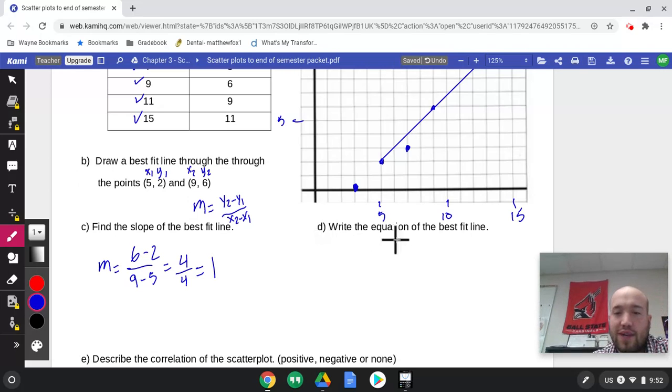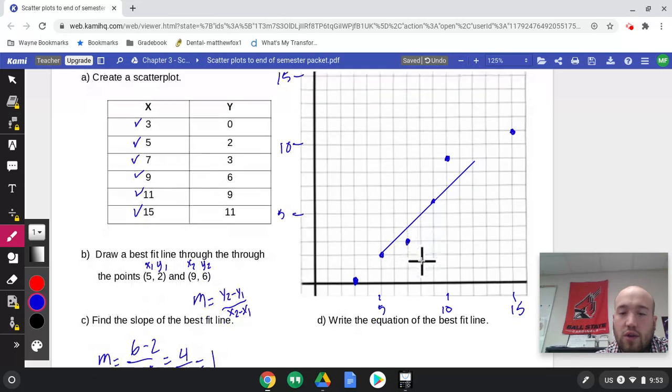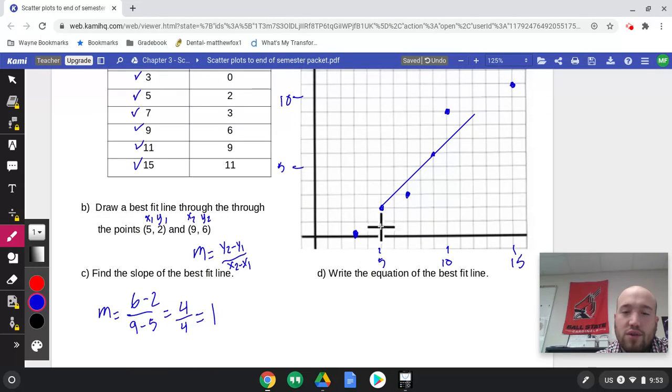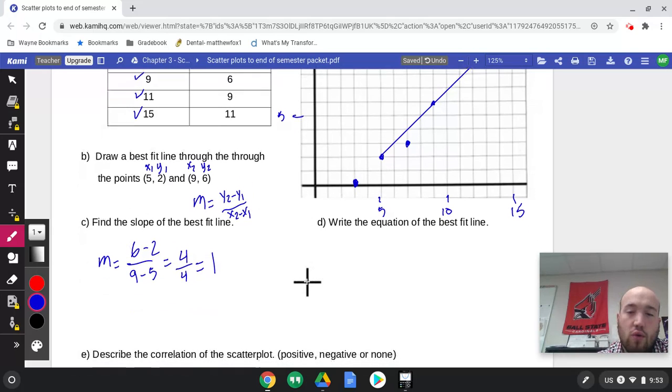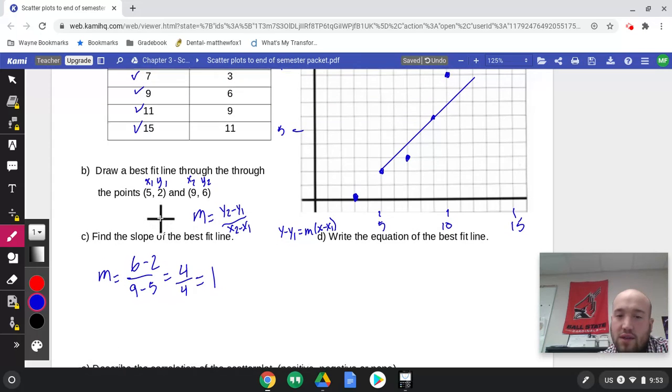Now, over here, it says write the equation of the best fit line. So what is the equation of this line we drew? We know it has a slope of 1, which, as you see, is up 1 over 1, up 1 over 1. Where would it cross the y-axis? We could just trace it down if we wanted, or we can use this other formula that we have learned, y minus y1 equals m times x minus x1. That is our point-slope form.